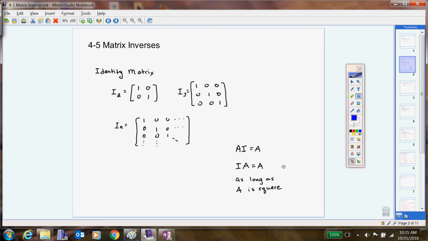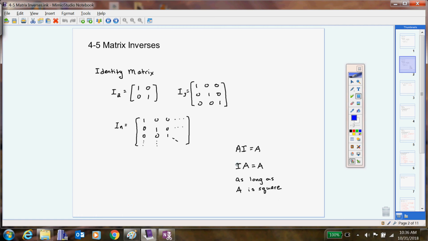The idea is just like in regular multiplication: if you multiply by the reciprocal, you would end up getting an answer of 1. Or if you multiply by 1, you would end up getting the same number. That would be its identity. So A times the identity matrix gives you A back, or I times A gives you A, as long as A is square.